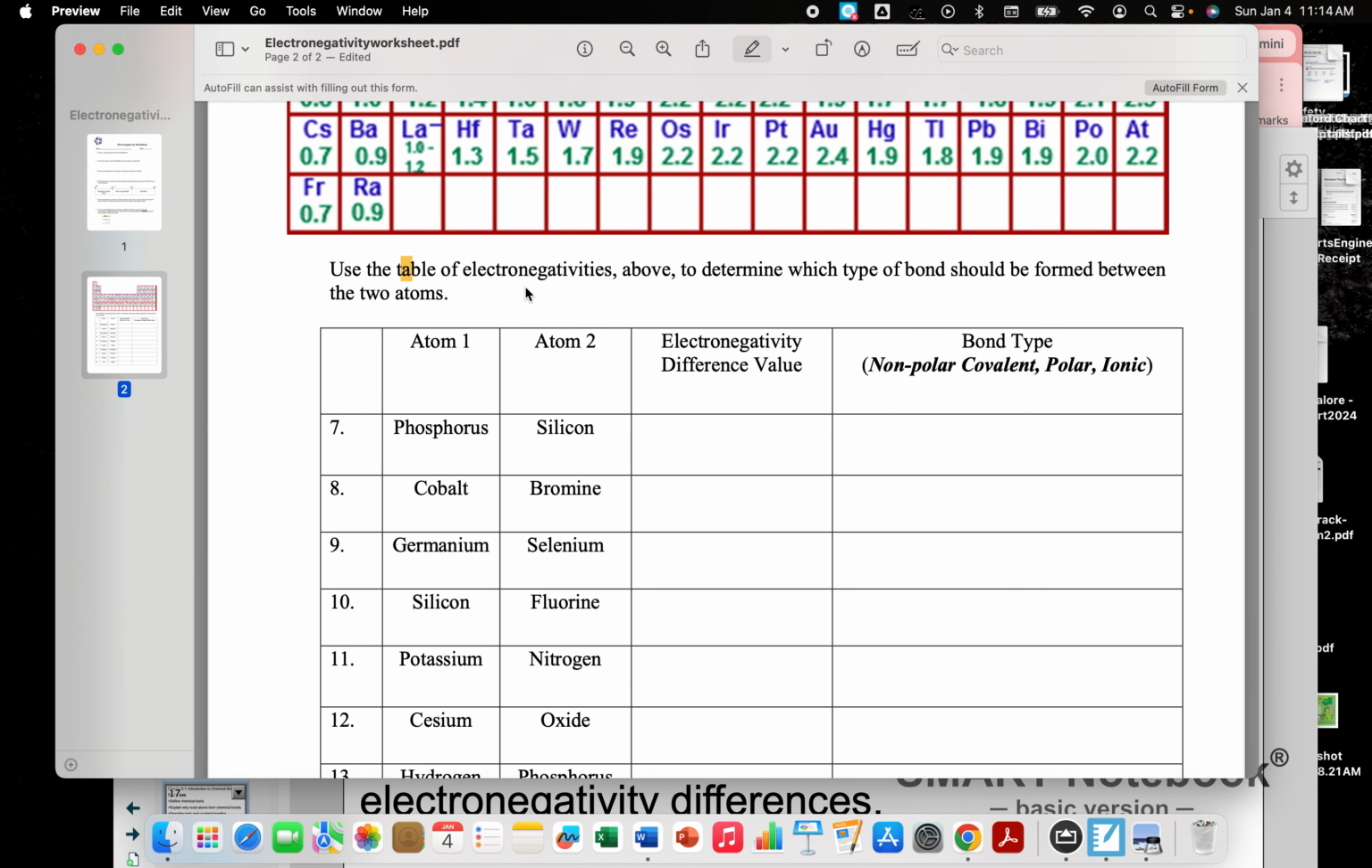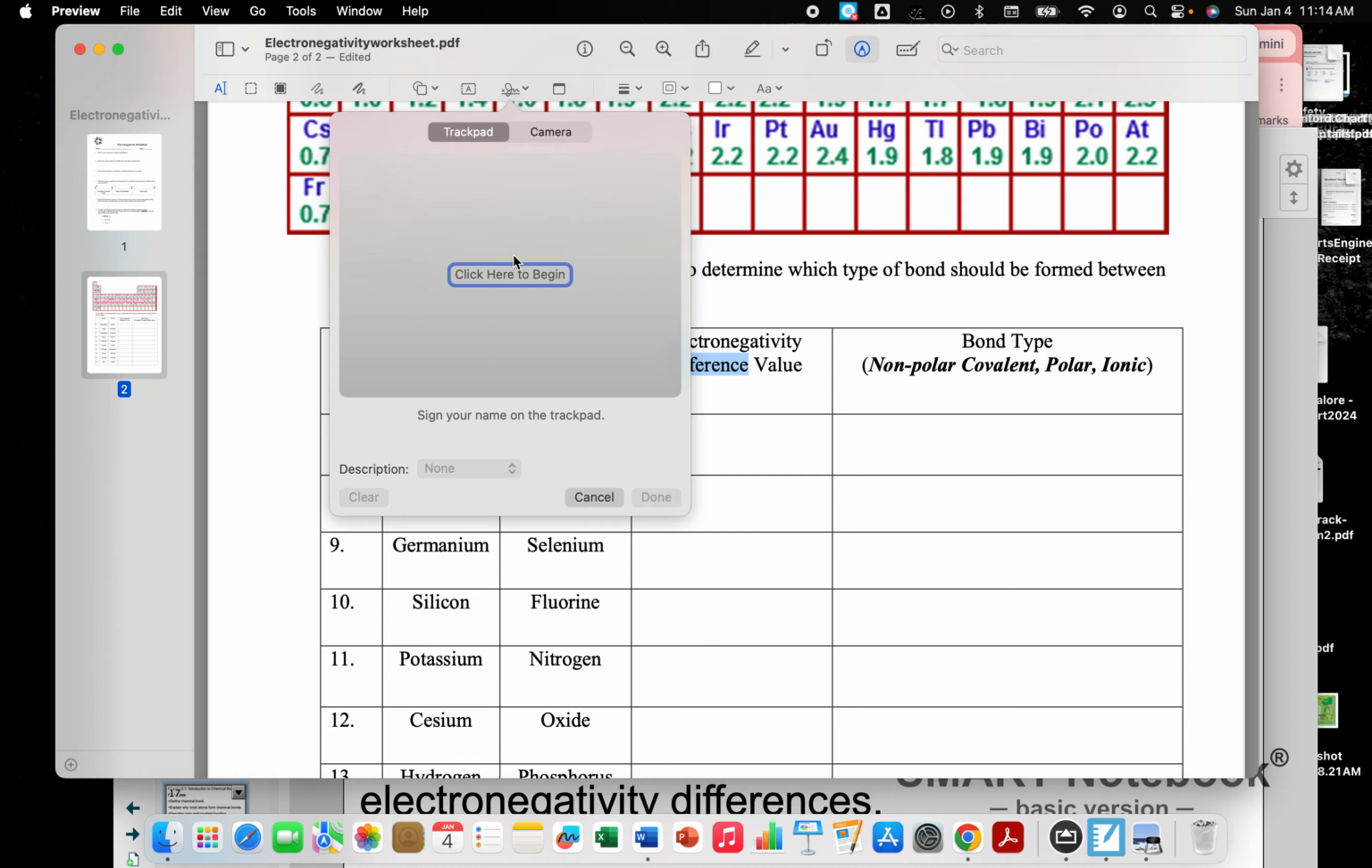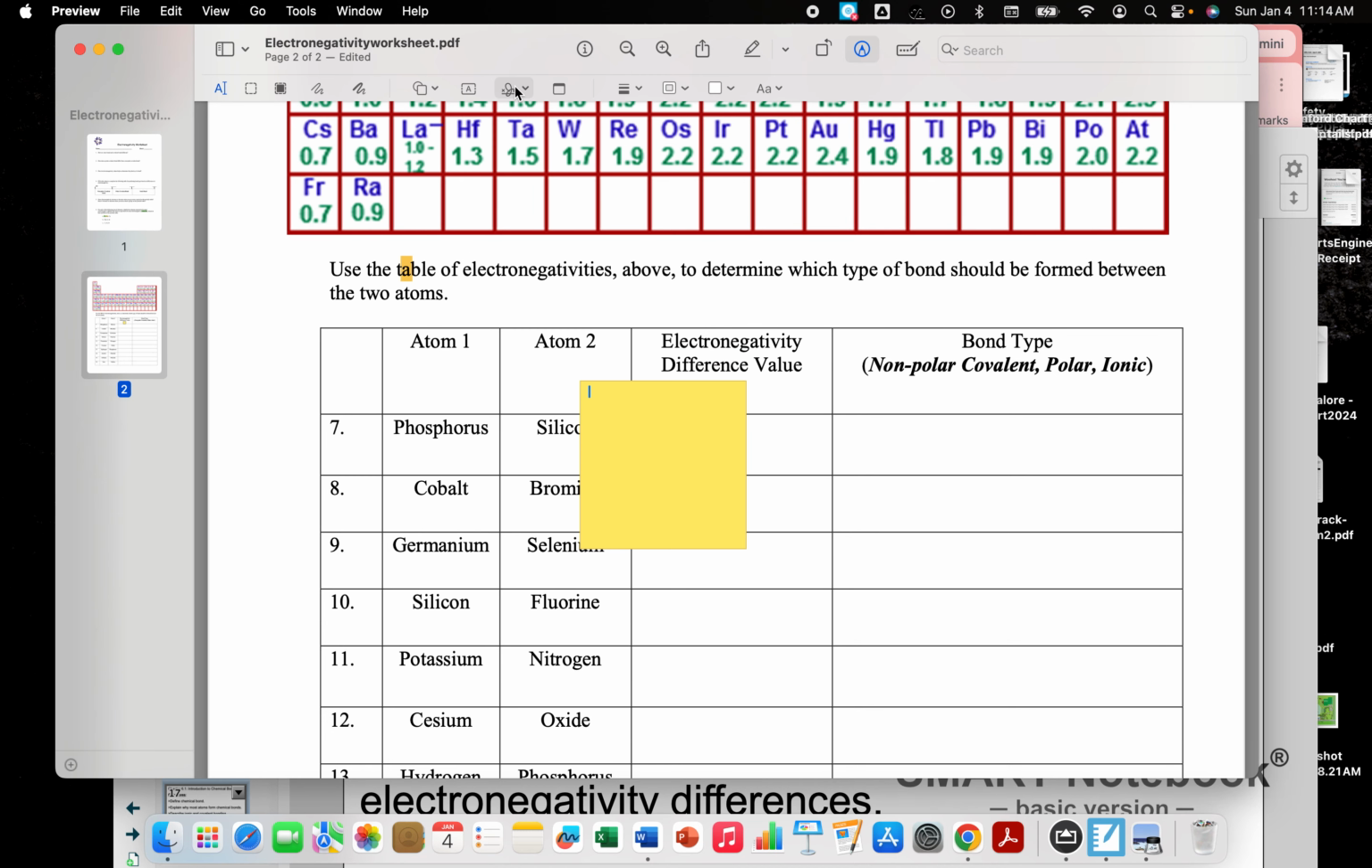Down here, you are going to use the tables to determine what type of bond should be formed. I don't know if I can write. I guess we'll find out here. Maybe I can't. Oh my God. Nope, we're just going to vocalize this out.